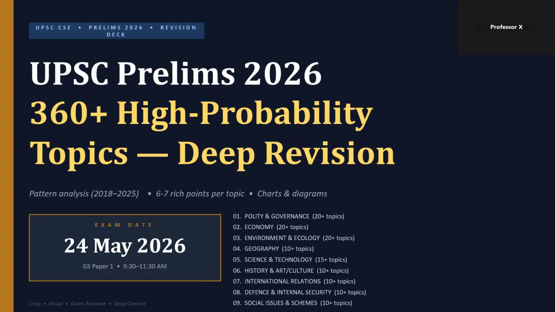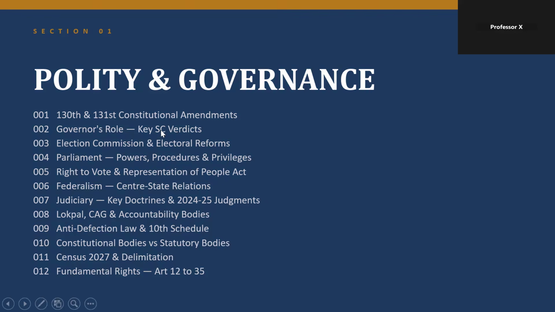Let's move on. First, start with polity and governance. What are the key topics which we are going to cover? Firstly, it is the 130th and 131st constitutional amendments, which is very important. It has been in the news a lot. Governor's role and key Supreme Court verdicts related to it is always an important theme to cover. Election Commission and electoral reforms, Parliament's powers, procedures, and privileges. Very important topics, both in terms of static as well as understanding conceptually, and it's always in the news. Right to vote and Representation of the People Act. We'll try to combine what is happening recently with the static themes.